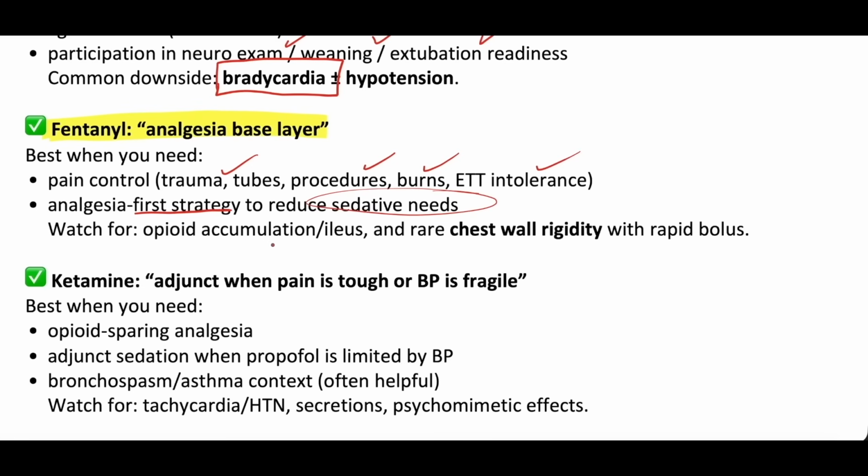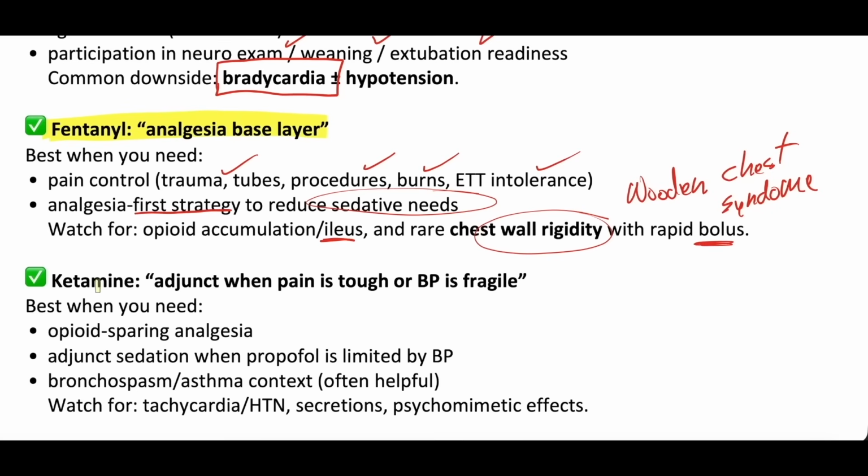Watch for any opioid side effects, right? Ileus, constipation, urinary retention, and then rarely but highly testable would be chest wall rigidity, also called wooden chest syndrome, where your chest wall gets very rigid and your peak pressures on the vent go through the roof and you can't ventilate. We've actually never seen it, but it does theoretically happen. It's higher risk when you give rapid boluses.